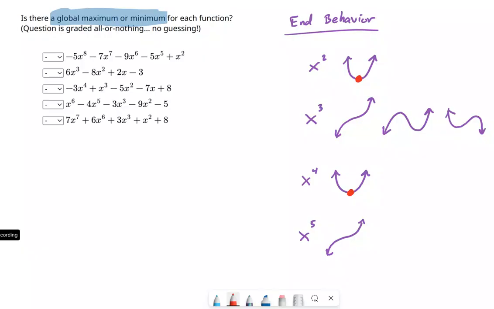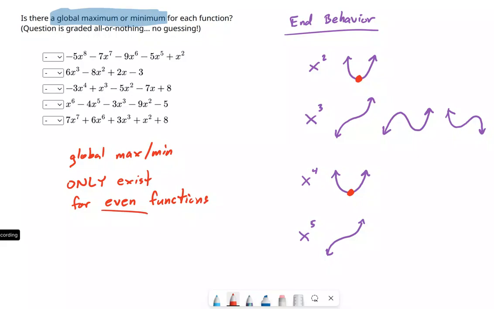So what this means is, and I can make a general rule here, global max or min only exist for even functions. And again, we're talking about polynomials. So what I'm saying here doesn't go for other types of functions like rational functions, for example.